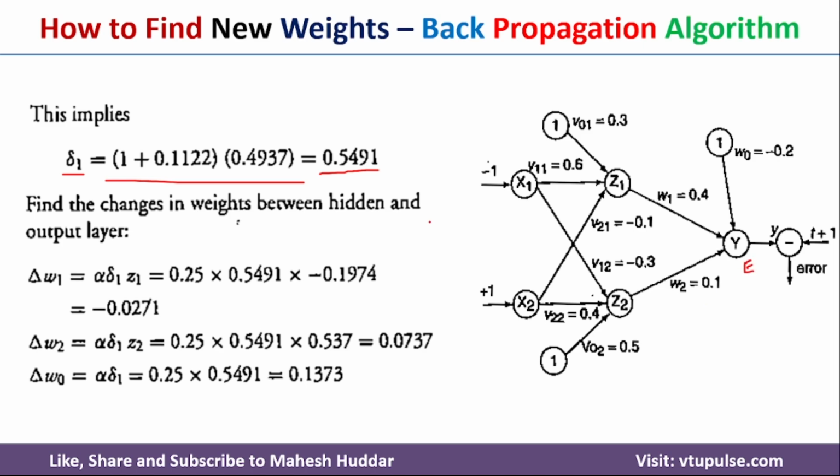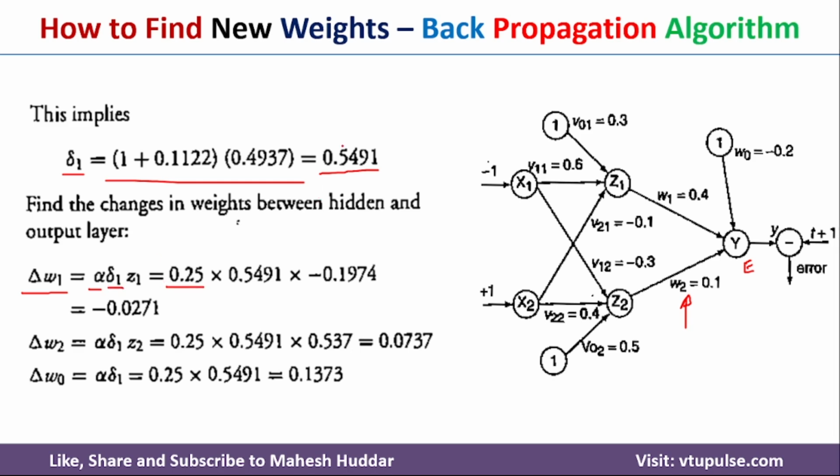So error at the output neuron is how much? 0.5491 in this case. Now once you calculate this particular error, using this particular error, we need to update this particular output layer weights over here. To update output layer weights, we need to know the change in weight. That is nothing but delta W1, delta W2, delta W0 here. What is delta W1 now? Delta W1 is equivalent to alpha, that is nothing but learning rate, multiplied by delta 1 multiplied by Z1 over here. So how much is alpha? Alpha is equivalent to 0.25.